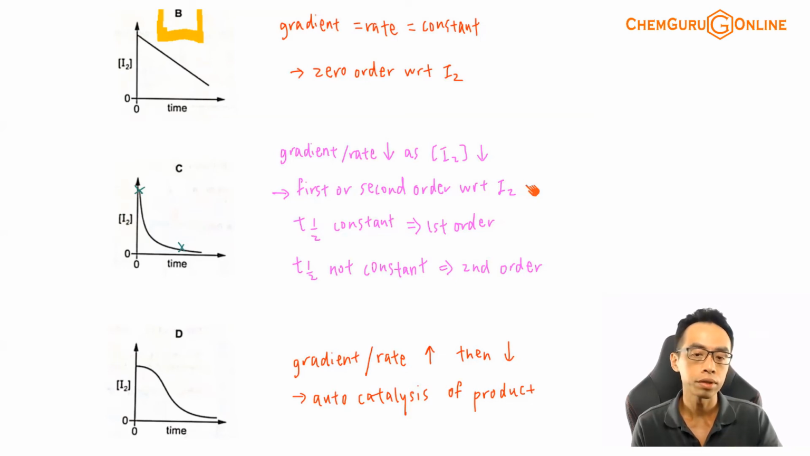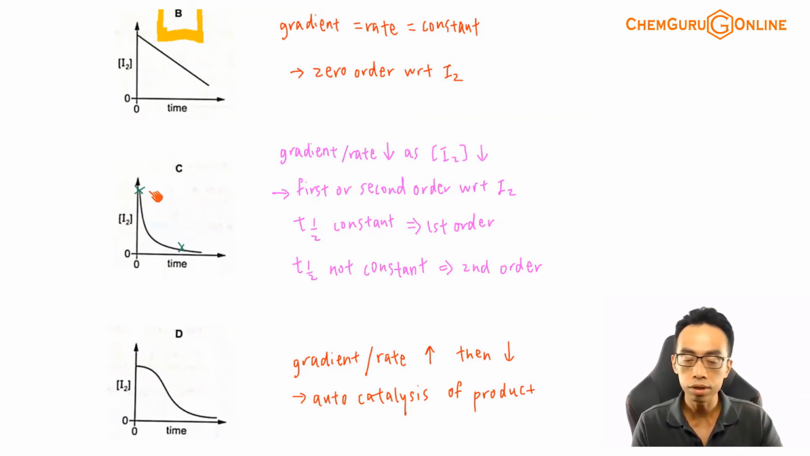And the difference between first or second order reaction will be the half-life. Half-life is the time taken for me to decrease the concentration of my reactant by 50%, to half of its original amount. So if half-life is a constant, it is a first order reaction, but if half-life is not a constant, it will be a second order reaction. So when I see the shape of the graph in this way, it is a curve, then we know that, okay, let me try to find the half-life.